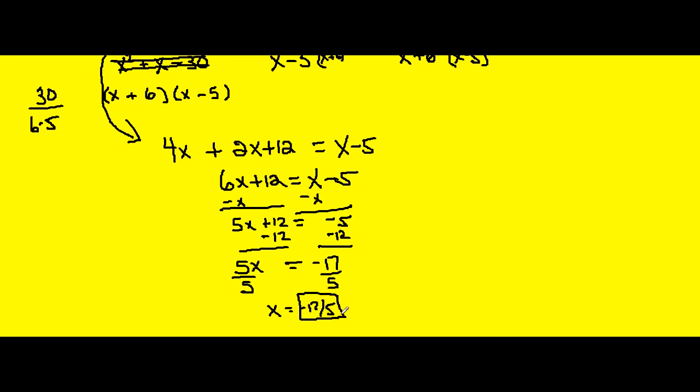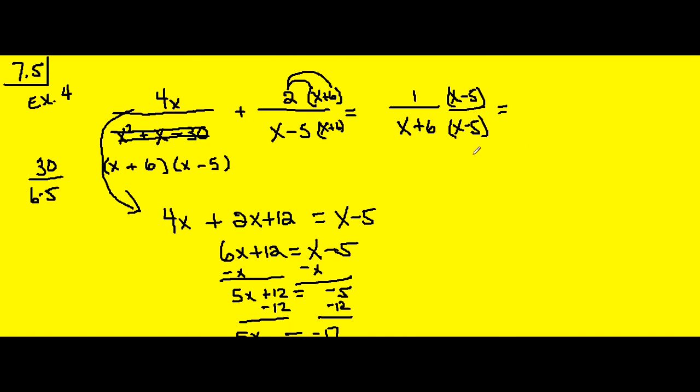Alright, this is my answer, my potential answer. And then we want to check that if I put negative 17 over 5 in the denominator here anywhere, will that, either this one or this one really, will that make it a 0 in the denominator? And the answer to that is no. If you have negative 17 over 5 plus 6, that isn't going to get you a 0. It would be a number, but I don't care what number it is. Just the fact that it's not 0, which would make that undefined. So negative 17 over 5 is the answer to that problem.